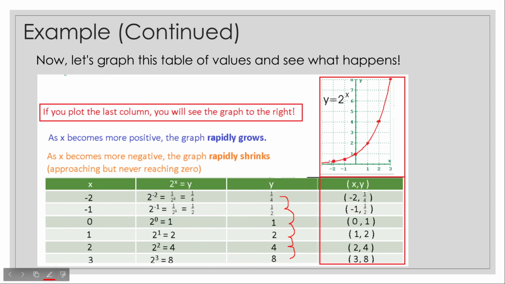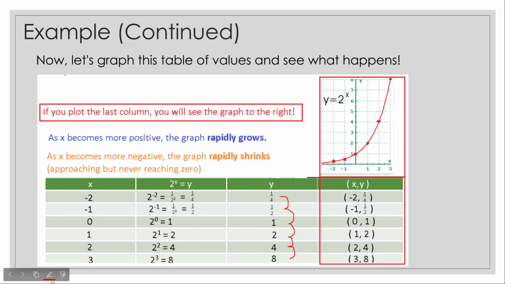From -2 to -1, it doesn't really go up that much. From -1 to 0, it goes up a little bit more. In fact, it goes up twice as much more. And then from 0 to 1, it goes up again twice as much as it did from here to here. It keeps doubling, going up twice as much as it did the x before.